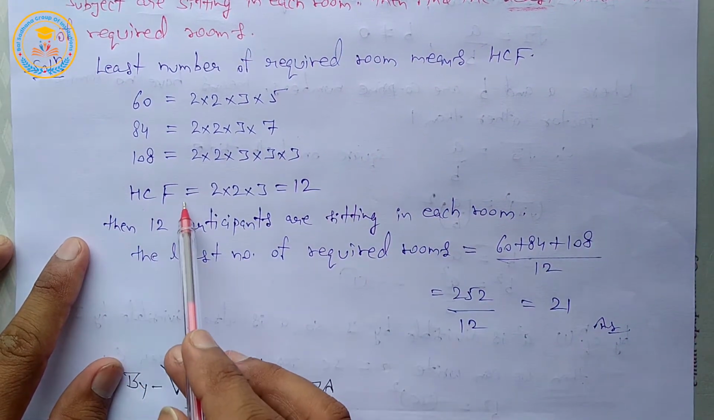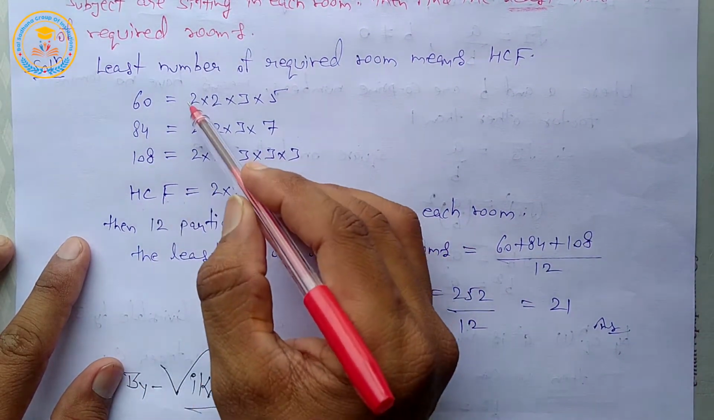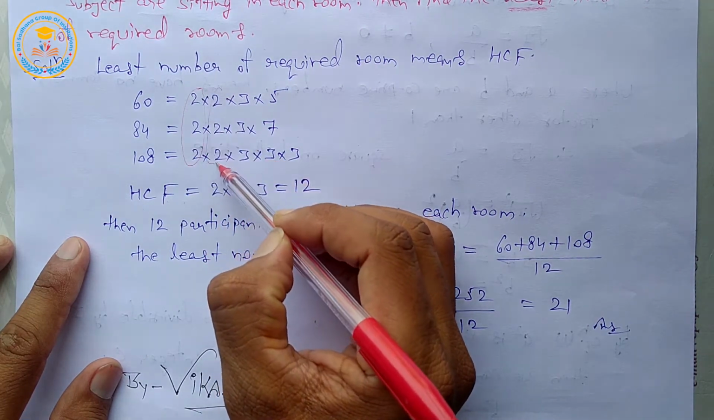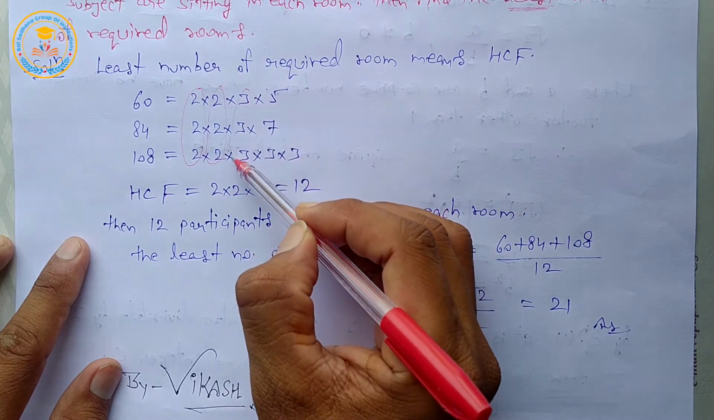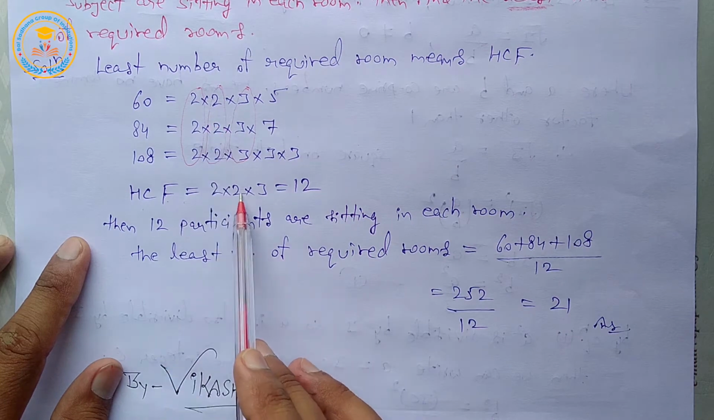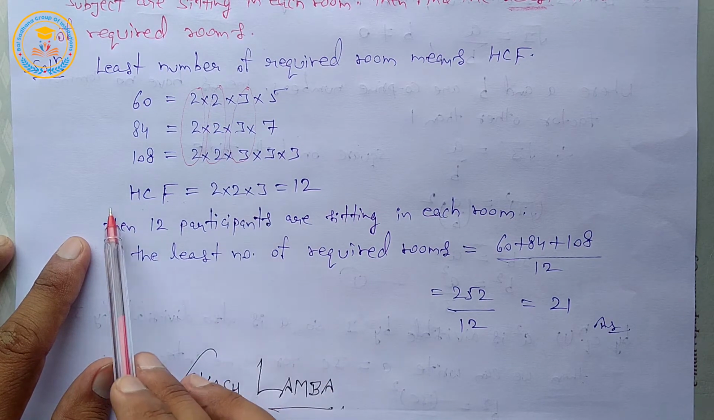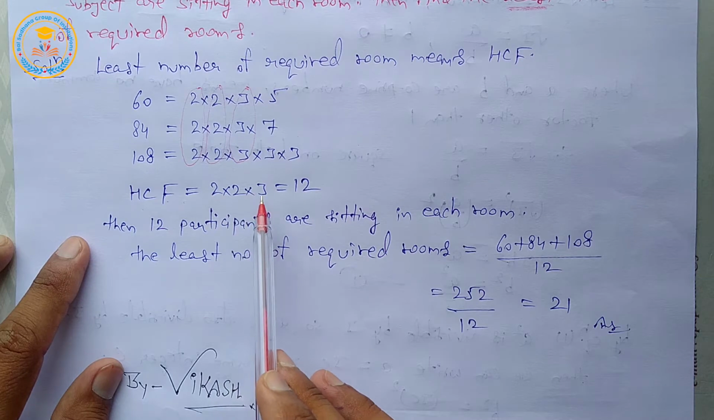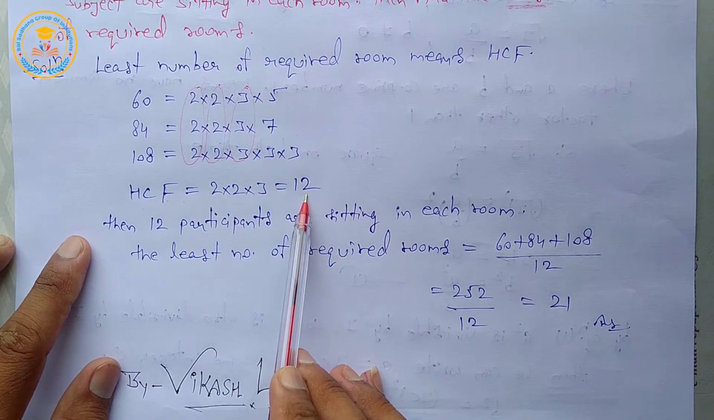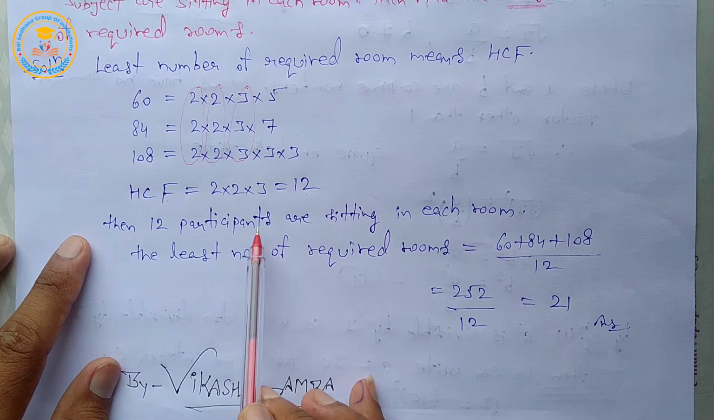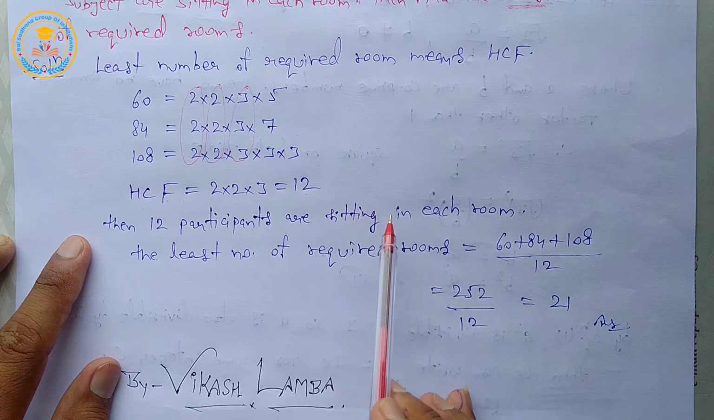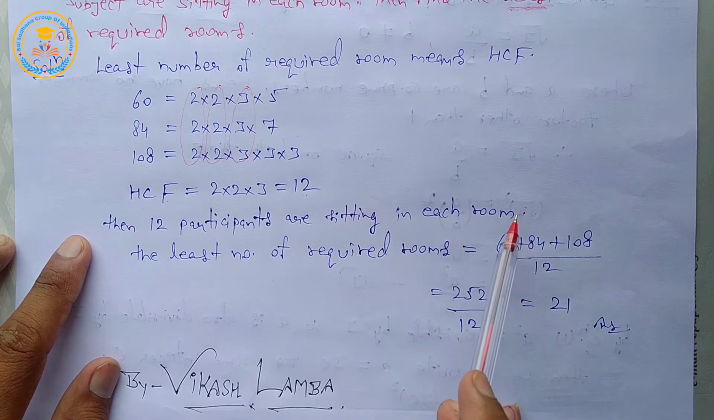Okay, now HCF. HCF is the highest common factor. The common part is 2, again 2 and 3. So HCF is 2 multiply 2 multiply 3, which means 12. 12 is HCF. Okay, now 12 participants are sitting in each room.